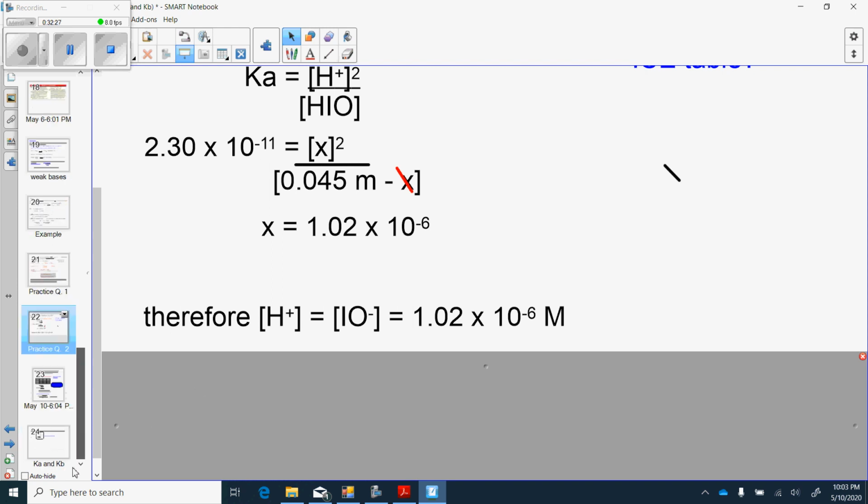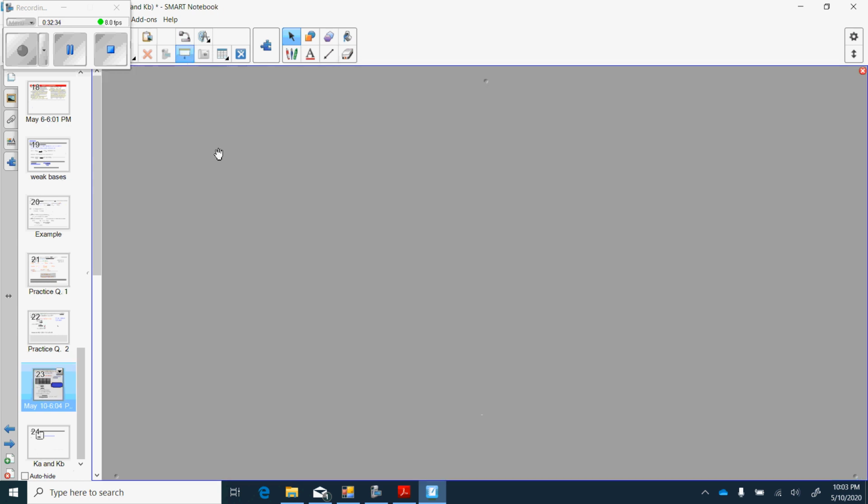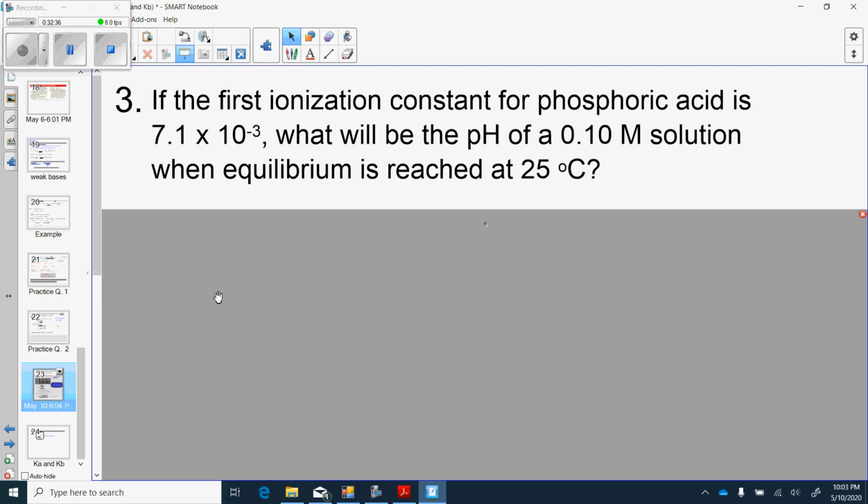And our last one here, I wanted to do one that actually needed an ice table. So we'll take a quick look here. If the first ionization constant for phosphoric acid is 7.1 times 10 to the negative 3, what will be the pH of a 0.10 molar solution when equilibrium is reached at 25 degrees Celsius?